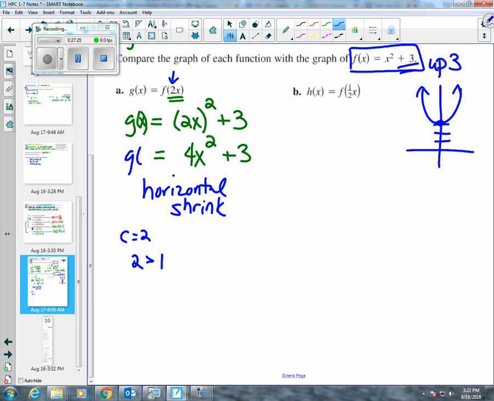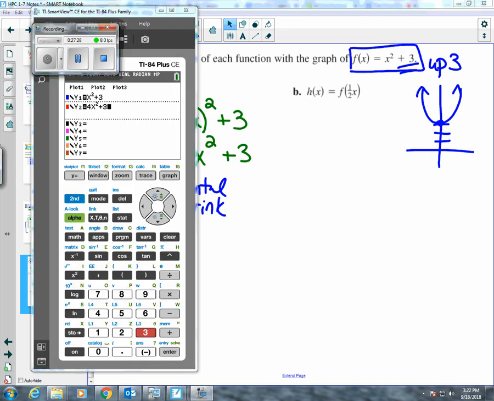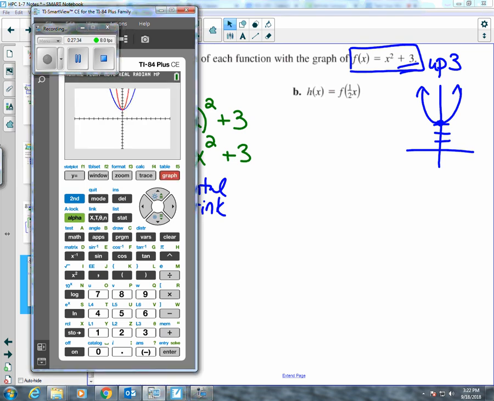All right, so here's what I want you to do. Let's go ahead and graph this one right away so we can see what happens. Okay, ready to rumble. I have those two equations in there. Now let's go ahead and graph. So the first one and the second one. Super cool to see here what's happening is that this is a horizontal shrink. It did not affect that number 3.